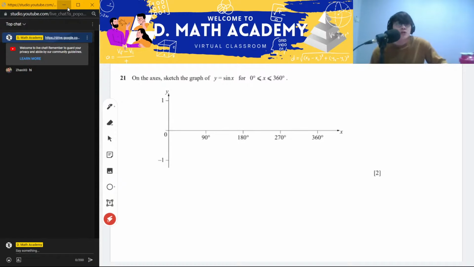Okay, question 21 is actually the same question as the 19 that we just did earlier. There wasn't any amplitude or other changes to it. So you will know that when you draw the curve, it will end at 360. Your lowest point is when it is -1 at 270, and your highest point is at 90 and 1.